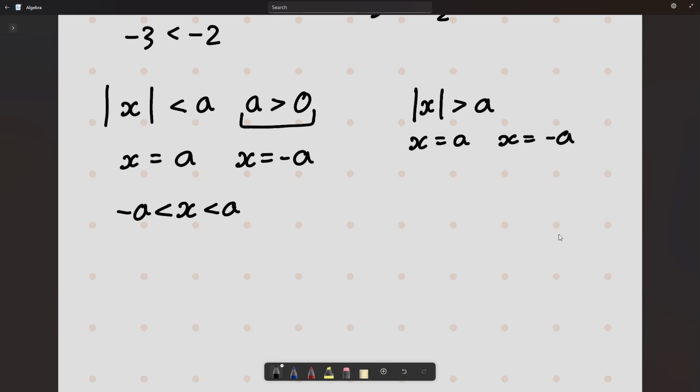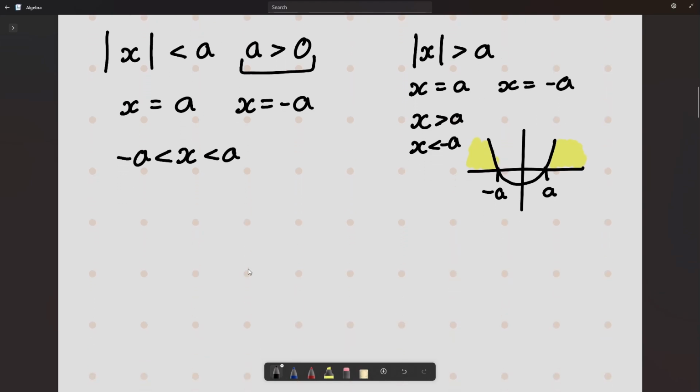So what are you going to do for that? If you remember from P1, you would just pretend that this is some actual graph, and these are its intersection points at a and negative a. So the region that you're going to accept is the one over here and the one over there. So what that means is that x will be greater than a or x is less than negative a. That is how you're going to solve this question.